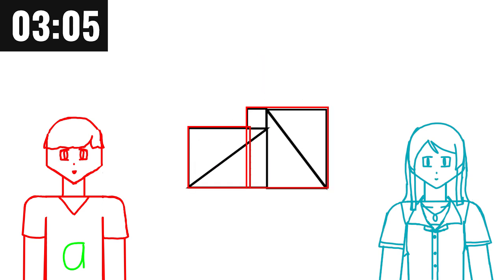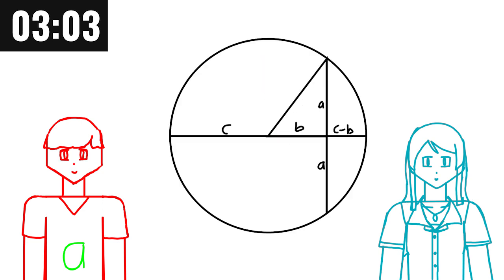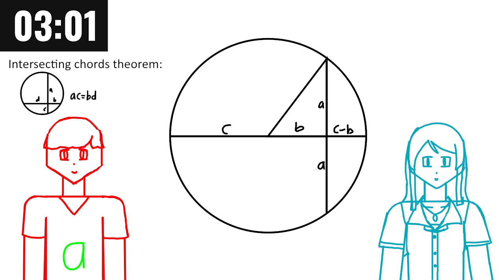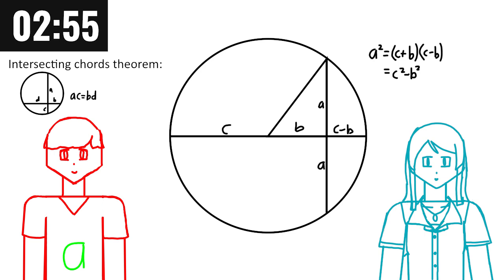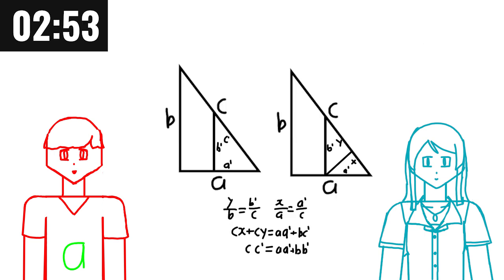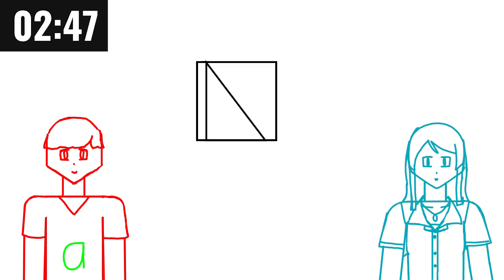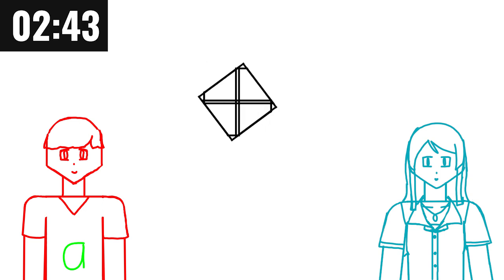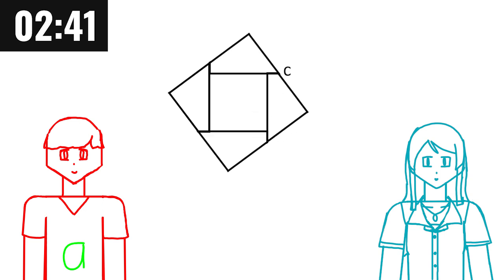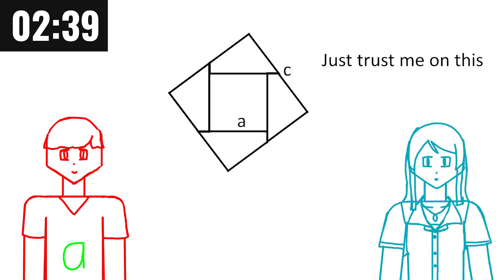Anyways, here's another visual proof. Next, draw a circle with the radius c. By the intersecting chords theorem, a times a equals c plus b times c minus b, and then we can apply the difference of squares. In the diagram shown, there are several similar triangles. Using the ratio between them, we get the following formula. Then, take a square with side length b and cut it this way. You can see you can rearrange the pieces into a square with side length c with a hole of side length a. Therefore, b squared equals c squared minus a squared.